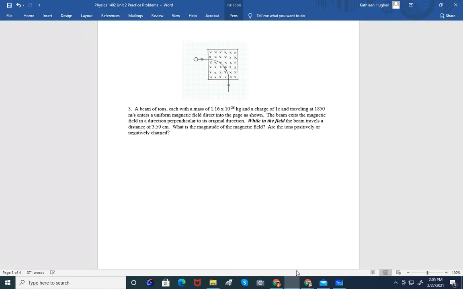Enters a uniform magnetic field directed into the page as shown. The beam exits the magnetic field in a direction perpendicular to its original direction. While in the field, the beam travels a distance of 3.50 centimeters. What is the magnitude of the magnetic field? Are the ions positively or negatively charged? Well, let's address the positive or negatively charged question first.